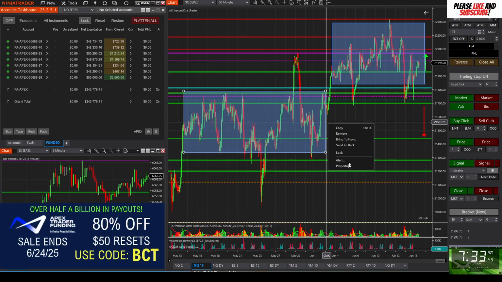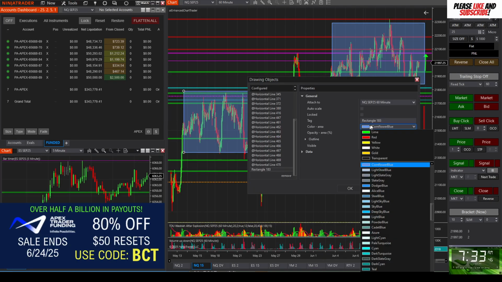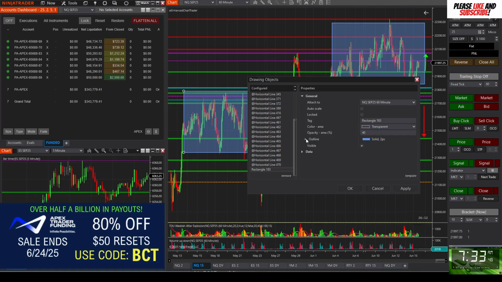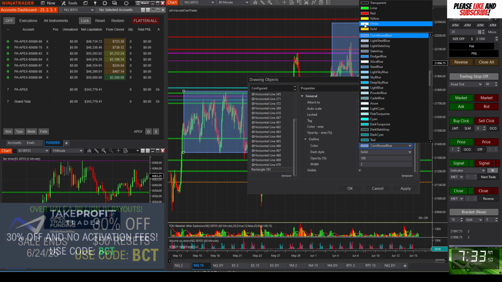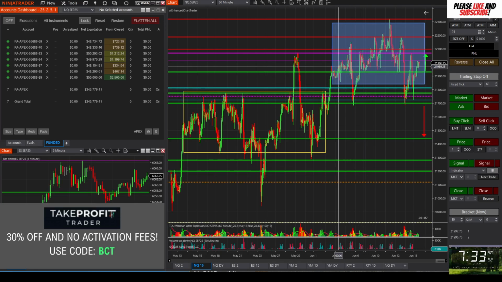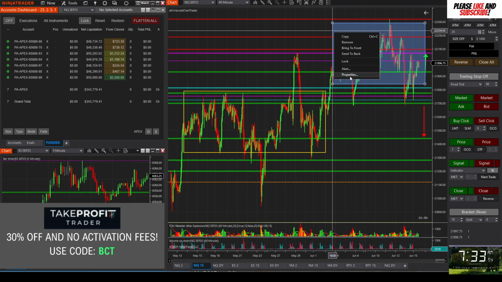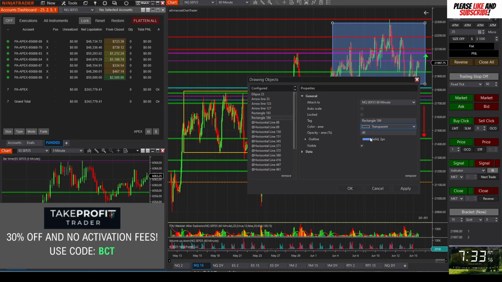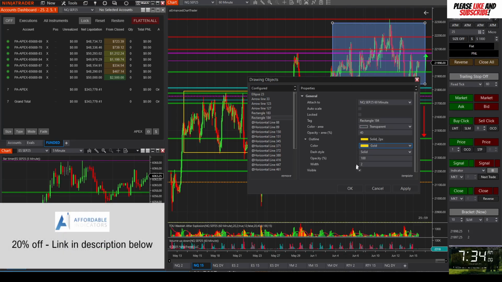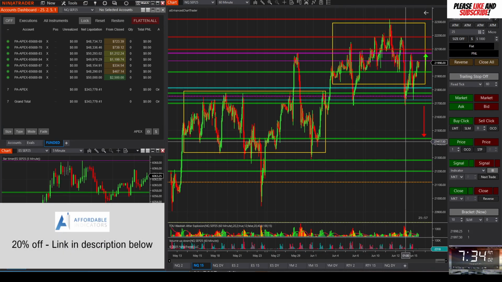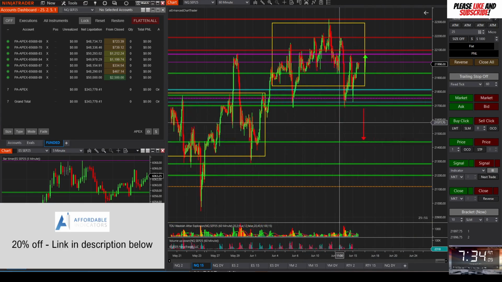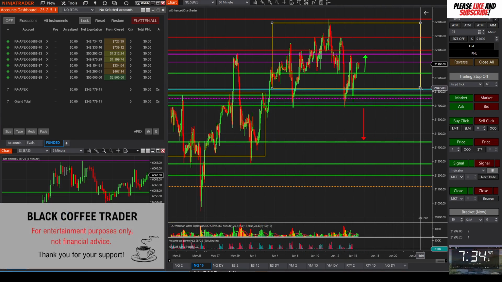I'm just going to leave this on my charts for the time being. So bear with me for a second while I make an adjustment here. Let's change this to transparent, change the outline to gold, and we'll keep that on our charts. Now we can also take a look at where the levels are that we're looking to play off of today. Let me just expand this a little bit.